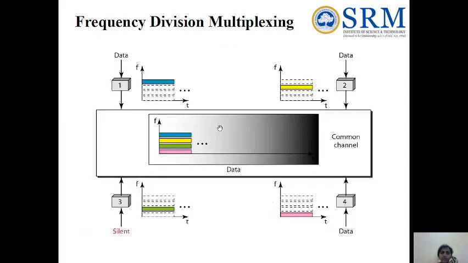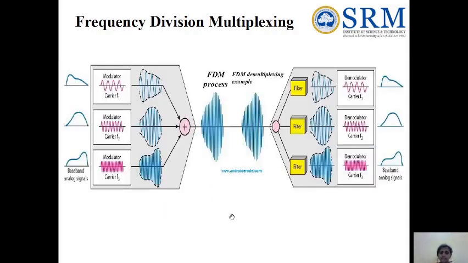This diagram shows the common channel. The common channel is divided into different frequency channels, and for data 1 they have given the blue slot, for data 2 the yellow slot, for data 3 the green slot, for data 4 the pink slot. Each channel is given to each of the users with which they will be able to modulate the signal and transmit it through the common channel. And in this diagram, it is very clear that we have the baseband or analog signals here. These are the original signals that we would like to transmit through the common medium.